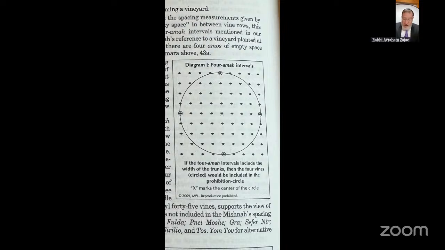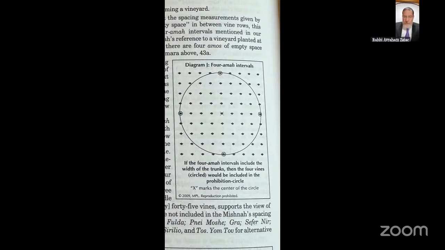How many rows will be included in a radius of 16 amos? Not only 3, but 1 from the 4th, from all of the directions. So actually it would have been 49. And take a look at diagram J. So that's the number.